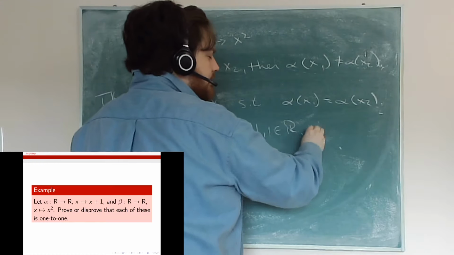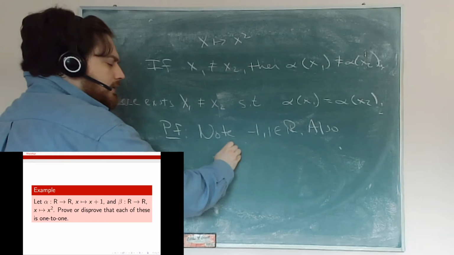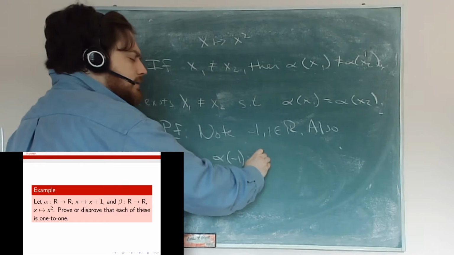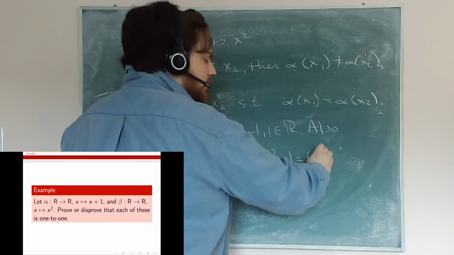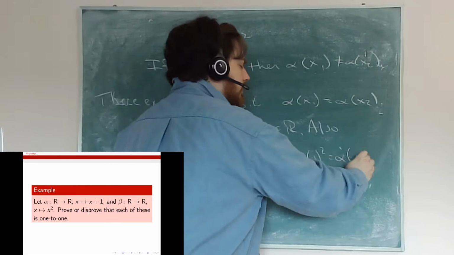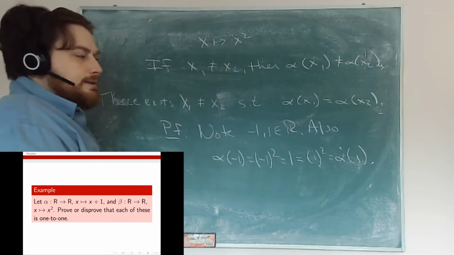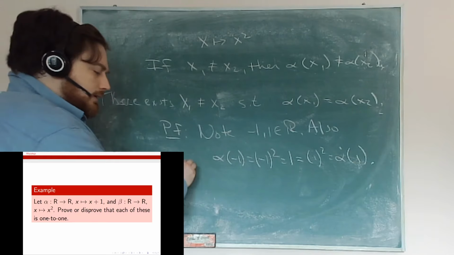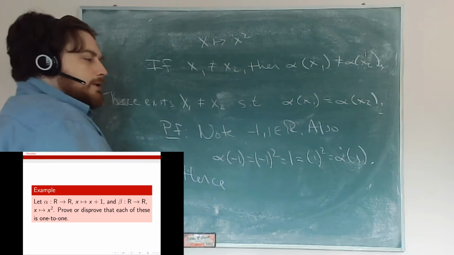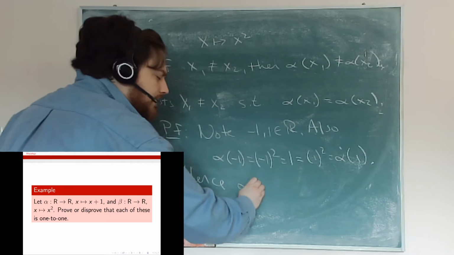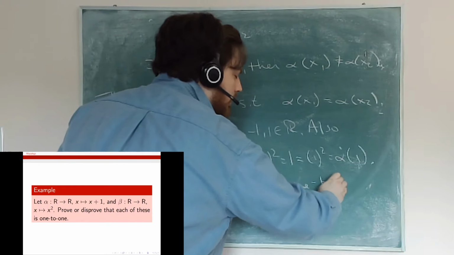Also, we get that alpha of -1 is equal to (-1) squared, which is equal to 1, which is equal to 1 squared, which is equal to alpha of 1. So we get alpha of -1 is transitively equal to alpha of 1. Hence, we started off at two different points and ended up at the same point. So alpha is not one-to-one.